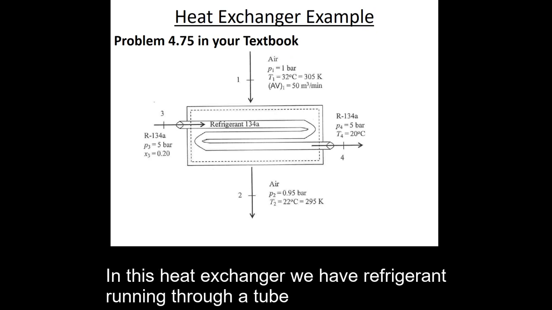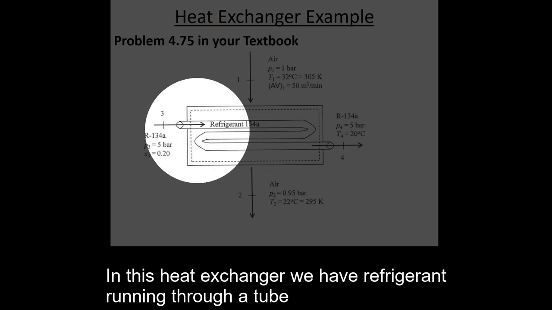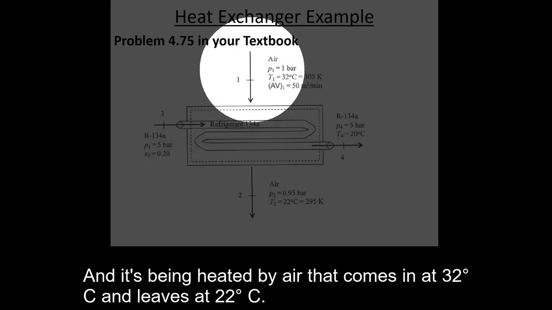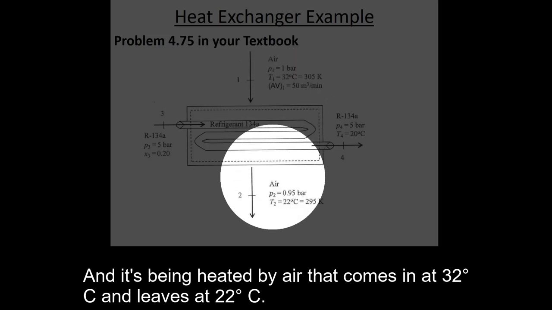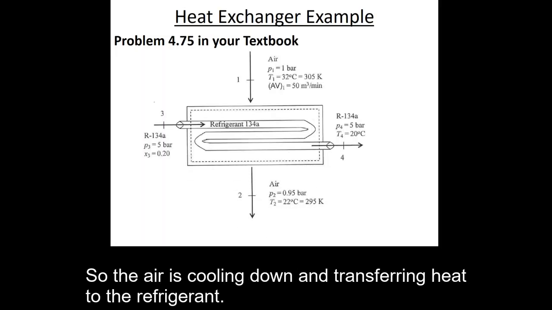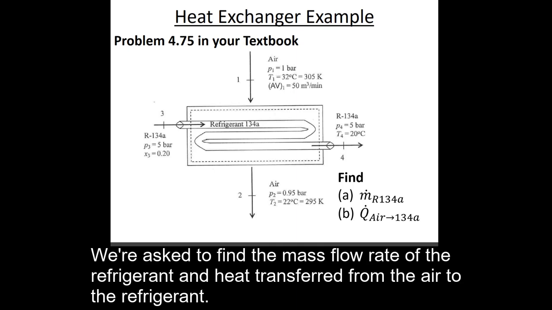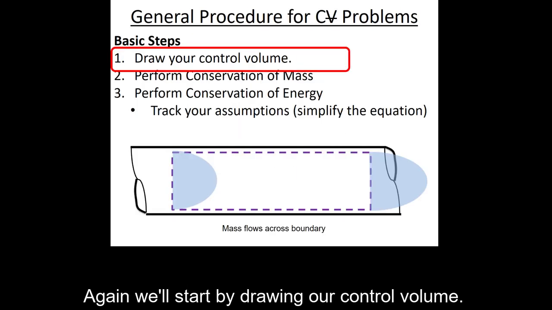The second example we'll do today is a heat exchanger. In this heat exchanger, we have refrigerant running through a tube, and it's being heated by air that comes in at 32 degrees Celsius and leaves at 22 degrees Celsius. So the air is cooling down and transferring heat to the refrigerant. We're asked to find the mass flow rate of the refrigerant and the heat transferred from the air to the refrigerant. Again, we'll start by drawing our control volume.